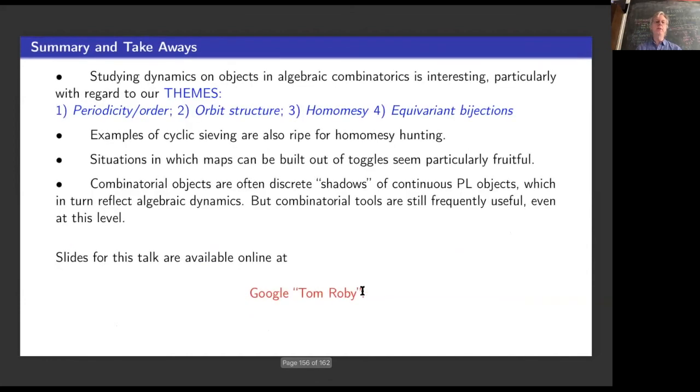Just to summarize, this is my last slide before the references. There are these four themes we're interested in: periodicity, orbit structure, homomesy, and equivariant bijections. For those of you who are interested in cyclic sieving, instances of cyclic sieving are also ripe for homomesy hunting. And the situations in which you have maps built up by toggles, by involutions, can be particularly fruitful. Combinatorial objects can be discrete shadows of these other objects at the higher levels. So I think that's it.